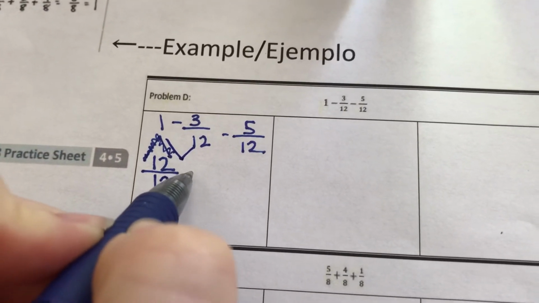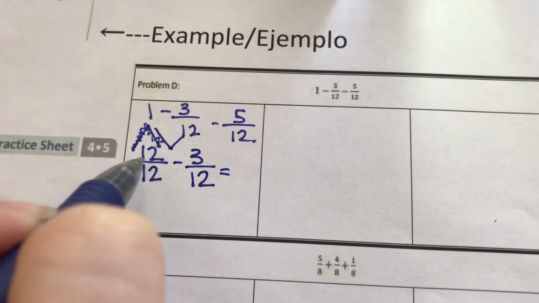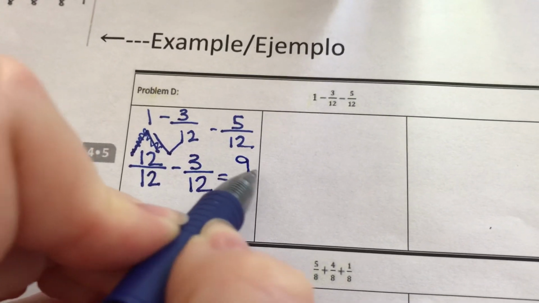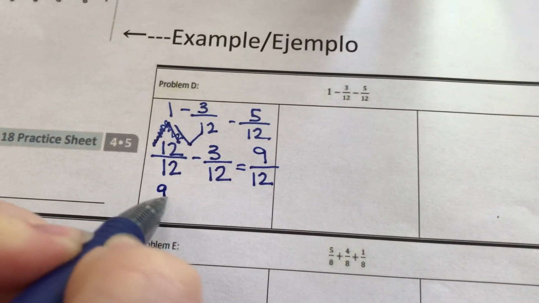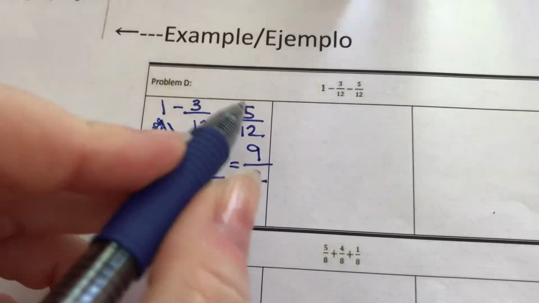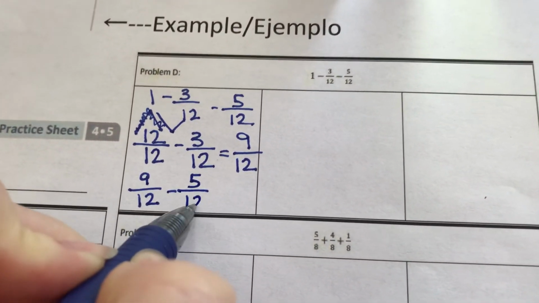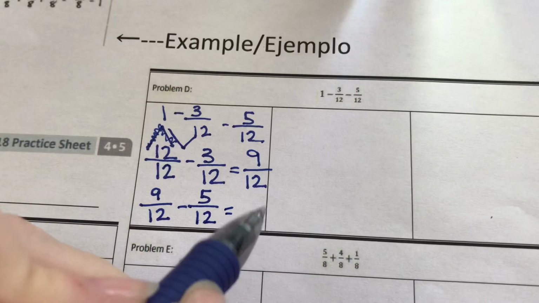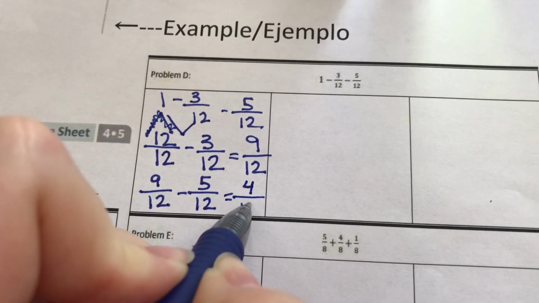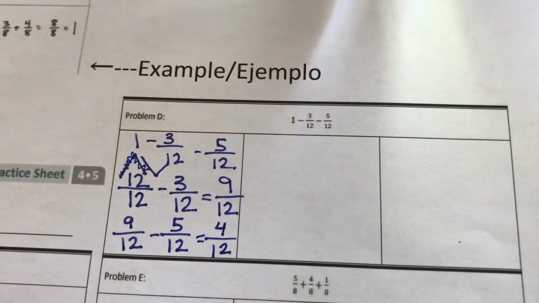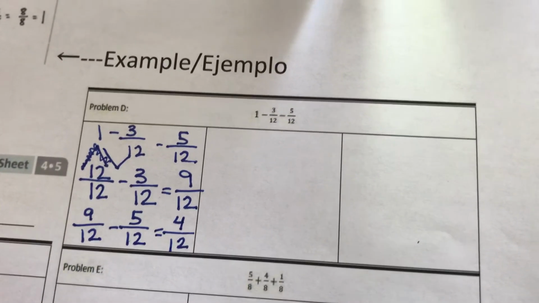And then I might say, okay, so 12/12 minus 3/12 is 9/12, right? But I'm not finished yet. Then I'm going to take that 9/12 and I still have to subtract 5/12. And I know that 9 minus 5 is 4. So my answer is 4/12. Okay? So that's one way of doing it.